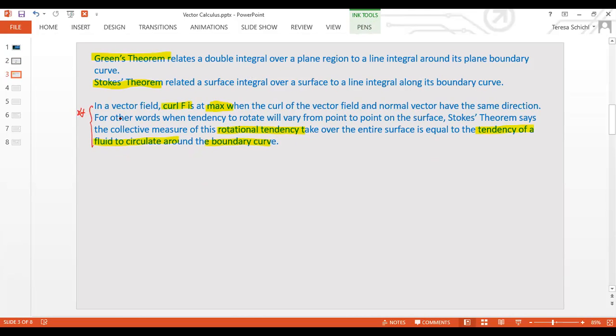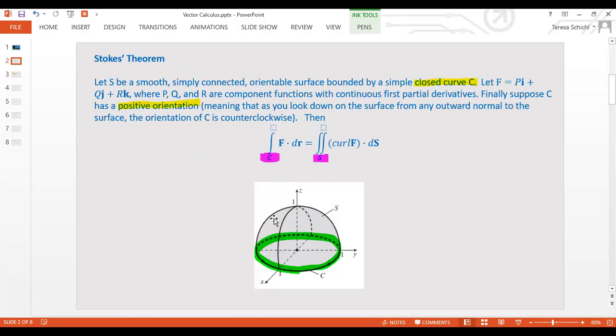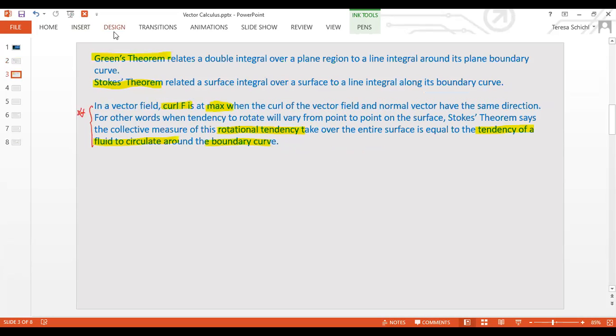If you go back and look at the integration, this is a line integral, so the tendency of rotating on the boundary curve equals the overall tendency of rotation over the surface. This is the explanation of what the curl is and what Stokes' theorem is: it relates a line integral to a surface integral.